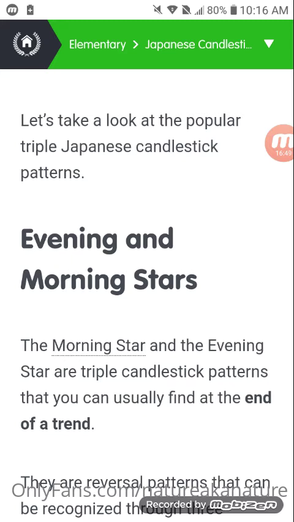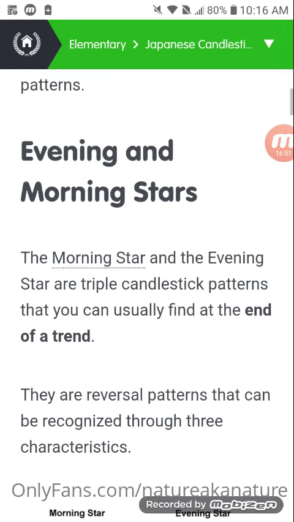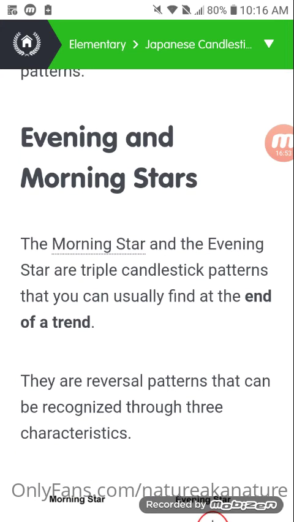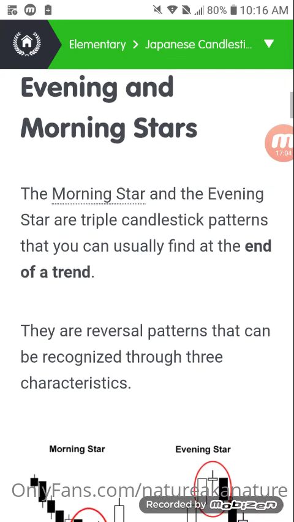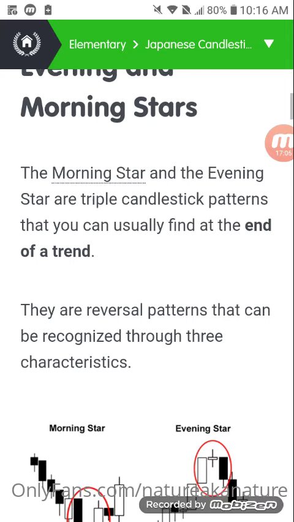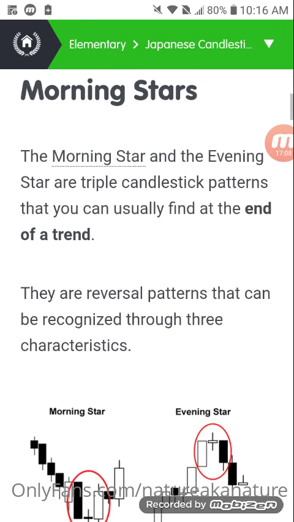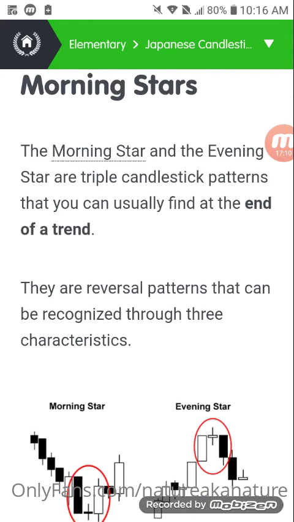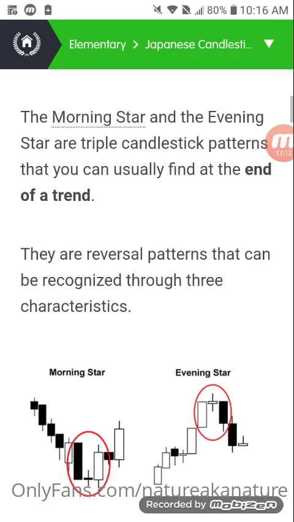We've gone over all the Japanese candlestick patterns, triple, double, and singles already, but let's just go over it real fast. This is a quick review. So you have the morning star and the evening star. They are triple candlestick patterns that you can usually find at the end of a trend. So they are reversal patterns that can be recognized through their characteristics.